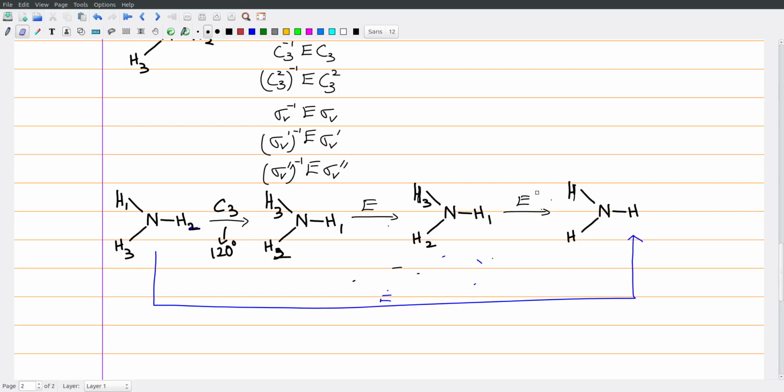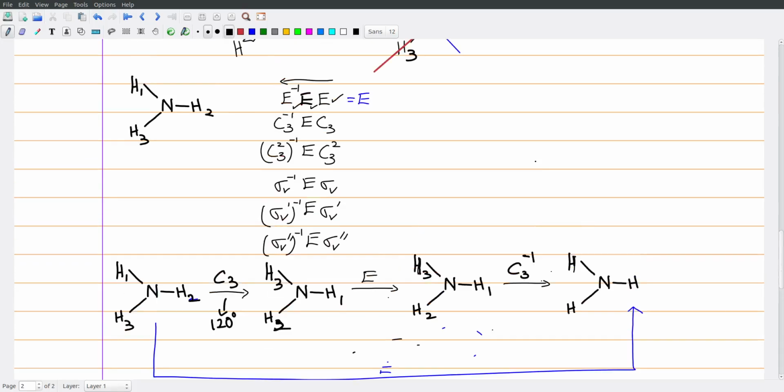Now again I have to perform a C3 inverse. Now what is C3 inverse? How do I find it? This I didn't have time to discuss in class in detail, but just in case people want to understand, I'll do it again. I don't know what the inverse is, so let's call it some capital X. I don't know what this X is.